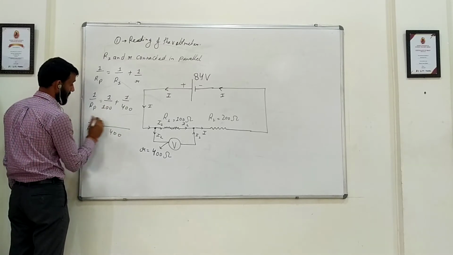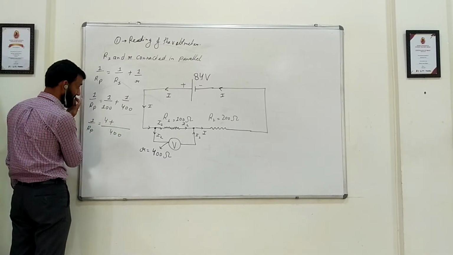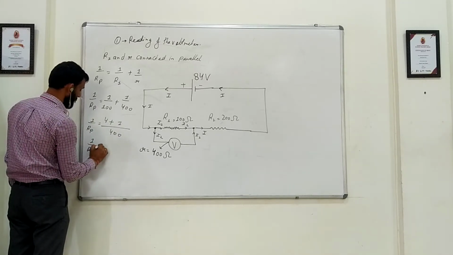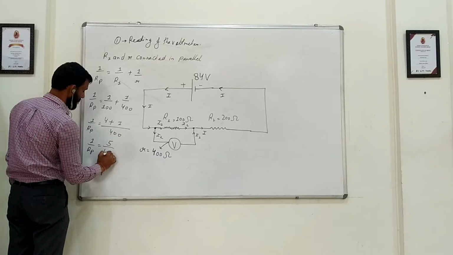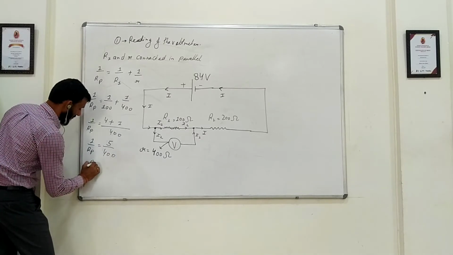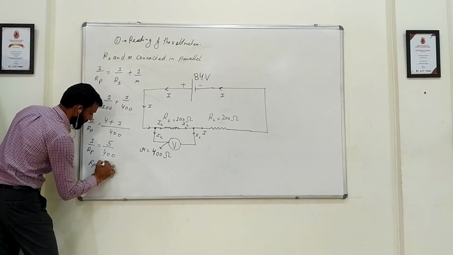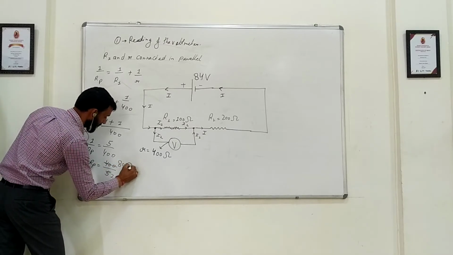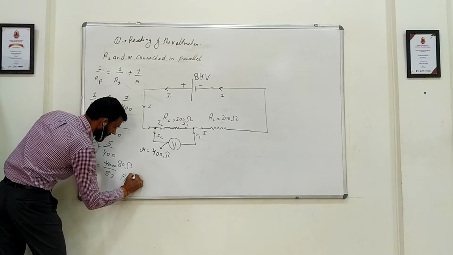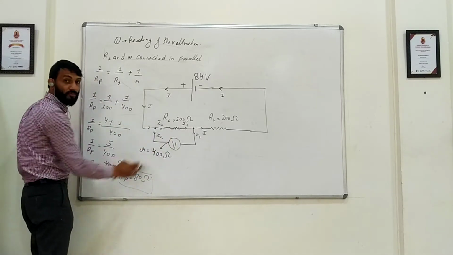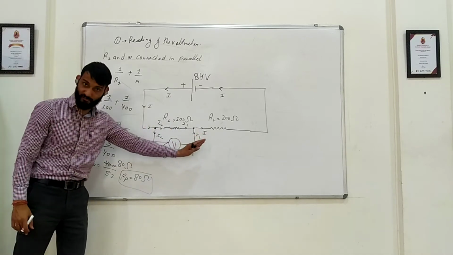This will be 4 plus 1. 1 by Rp will be equal to 5 upon 400, and Rp would be equal to 400 upon 5. So this will be 80 ohm. So how much is Rp? 80 ohm.